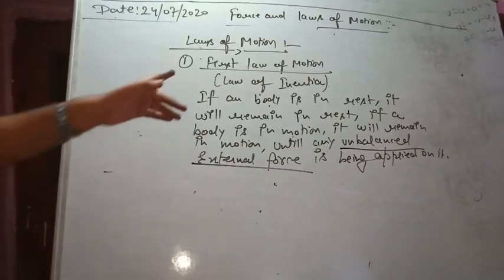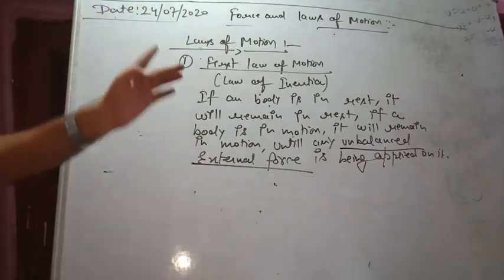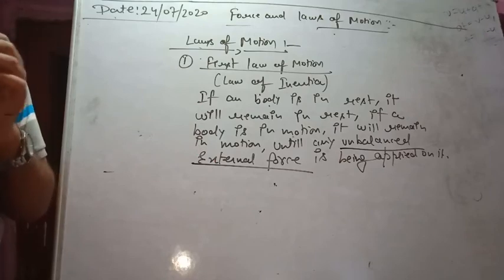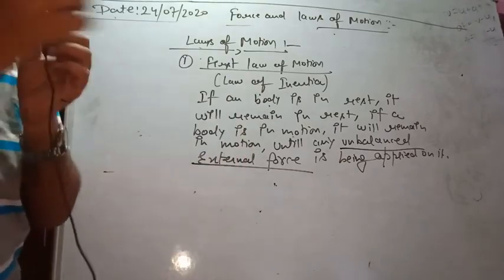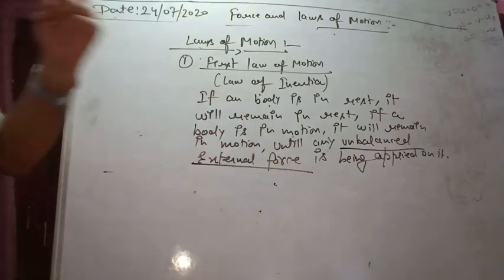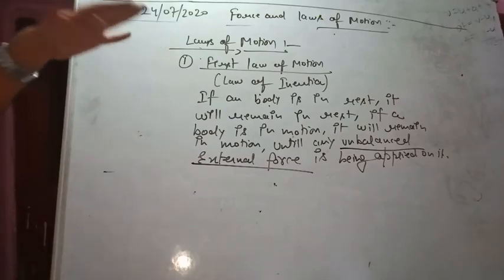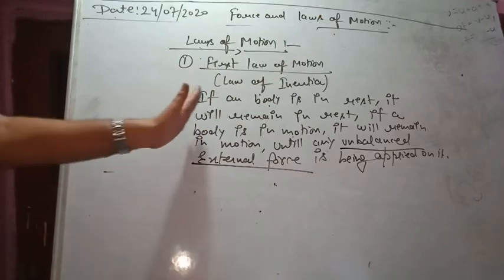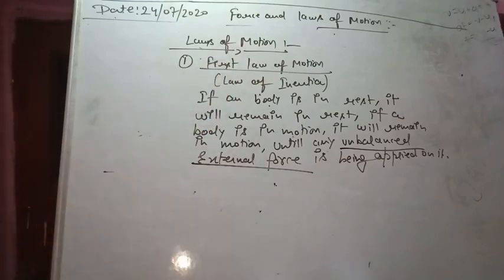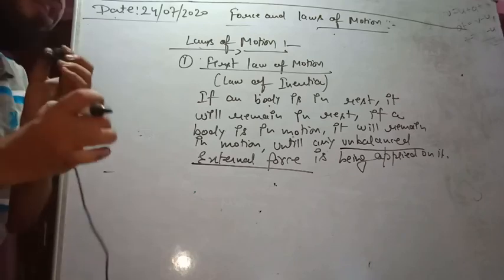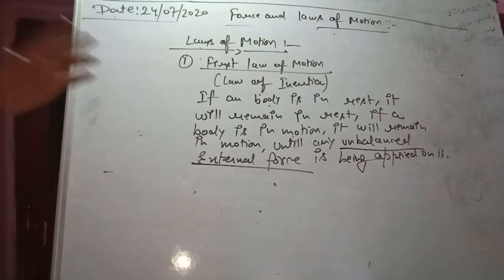So this is the first law of motion, and it is also known as the law of inertia, because you have already studied inertia. Inertia is also defining the same thing. If you want to move an object, force is required. If you want to stop a body, force is required. So the first law of motion is somewhere defining the law of inertia as well. That's why it is known as the law of inertia. Once you want to move an object, you have to apply a certain force. Once you want to stop a body, you have to apply force. This is the first law of motion.